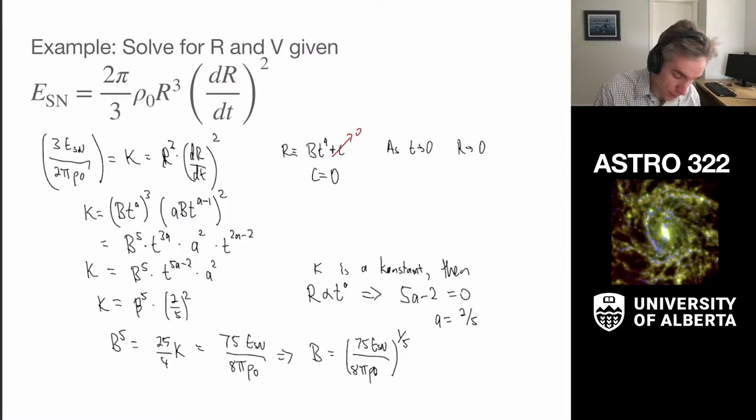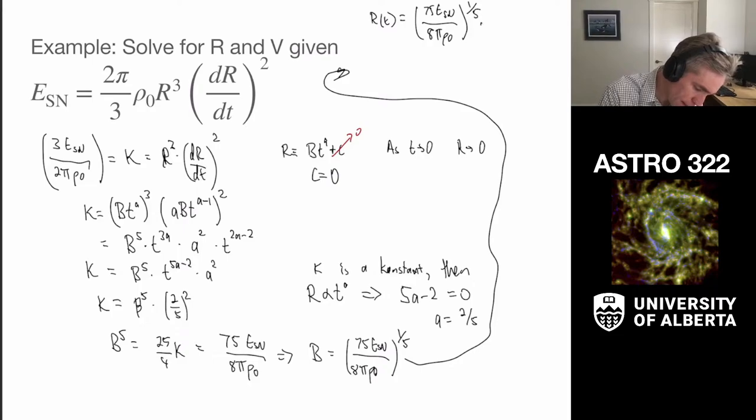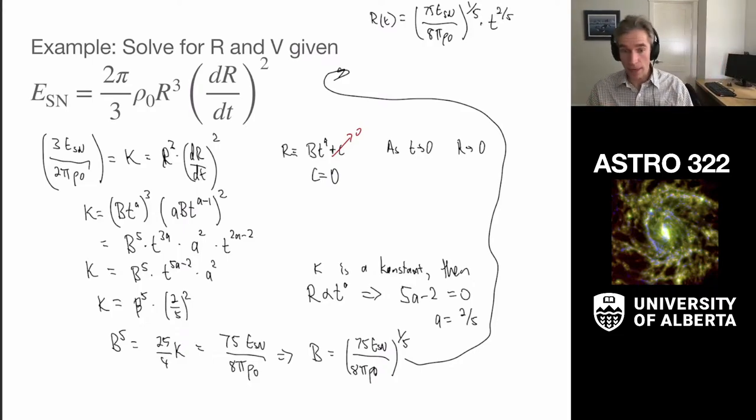We have solved every part of this, and I'm going to just zip up here because that's where I have some white space and can stay on the same board. And so that means that I know that R of T must be equal to, all together now, 75 E supernova over 8 pi rho naught raised to the 1/5 times T to the 2/5. And so that's the radius value.